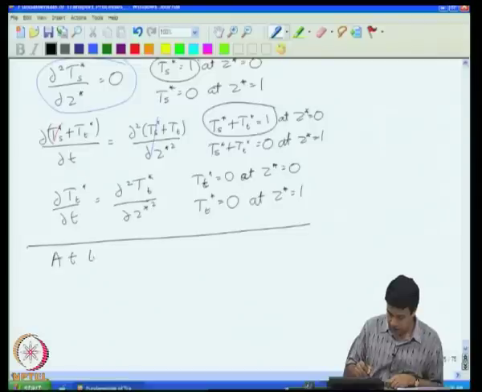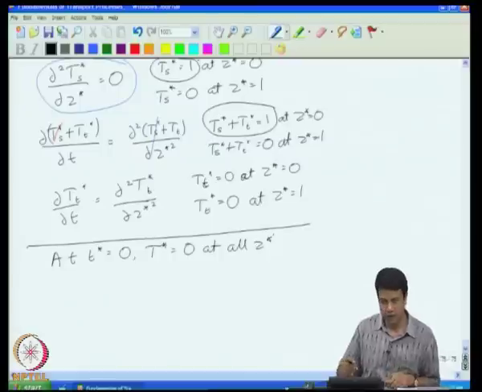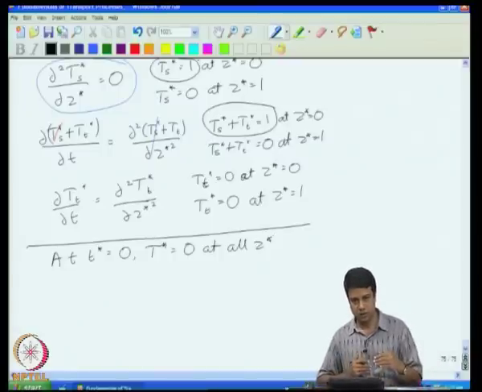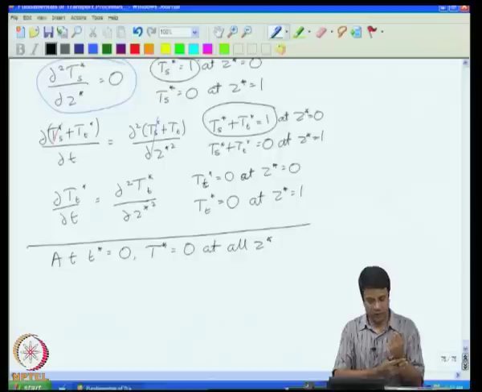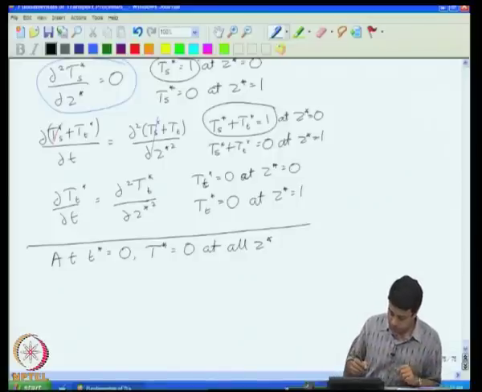Okay. At the initial time, t star is equal to 0, t is equal to 0 at all z. So, when I just switched on the temperature at the bottom surface, the temperature everywhere else within the fluid was equal to 0. So, therefore, the temperature is equal to 0 at t star is equal to 0 for all z. Okay.